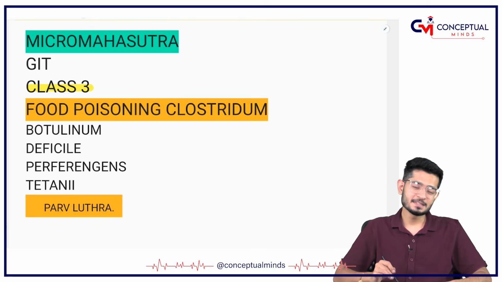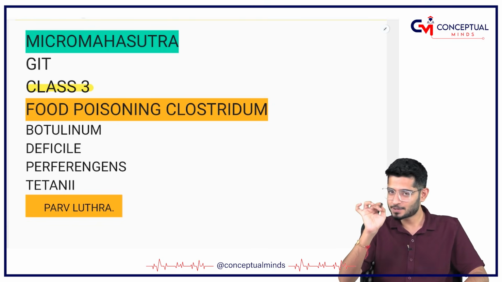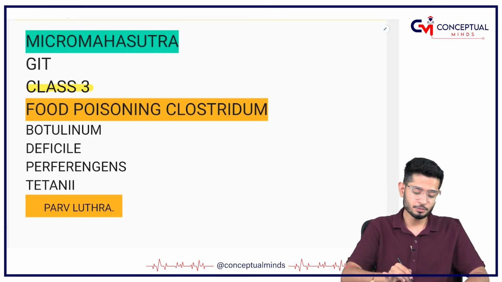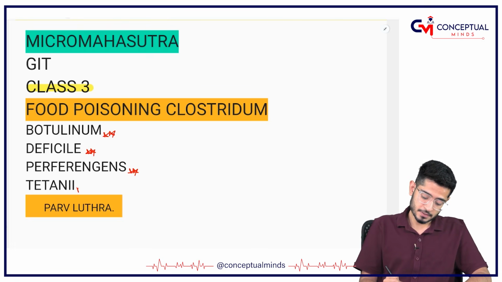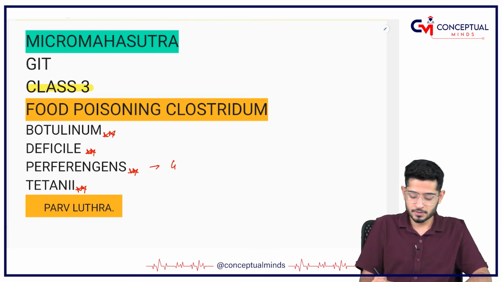In this class we are going to discuss Clostridium. If you talk about GIT, the only two Clostridia which are important are Clostridium botulinum and difficile, but I will teach you Clostridium perfringens and Clostridium tetani also here. Perfringens is mostly responsible for gas gangrene and tetani for tetanus.